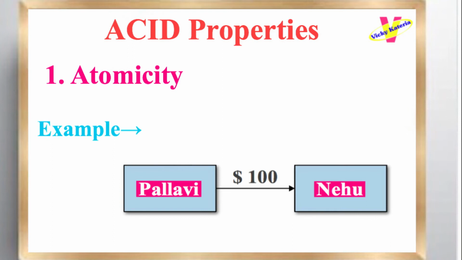Example. Here, the set of operations are: deduct the amount $100 from Pallavi account, add amount $100 to Nehu account. All operations in this set should be done. If the system fails to add the amount in Nehu account after deducting from Pallavi account, revert the operation on Pallavi account.